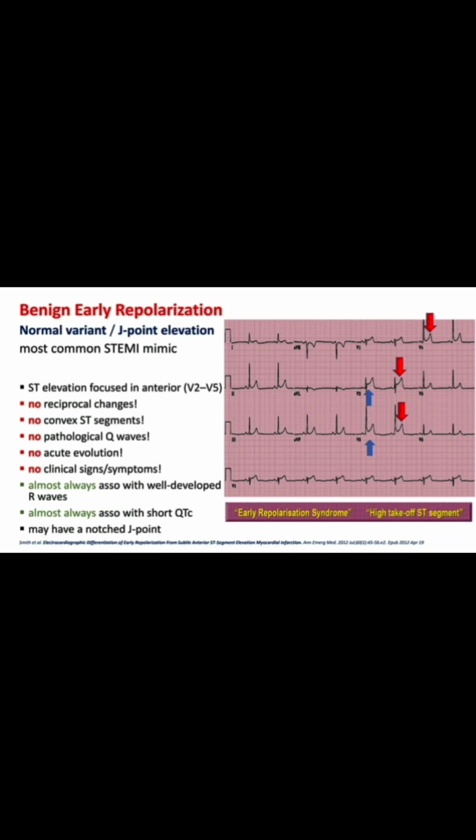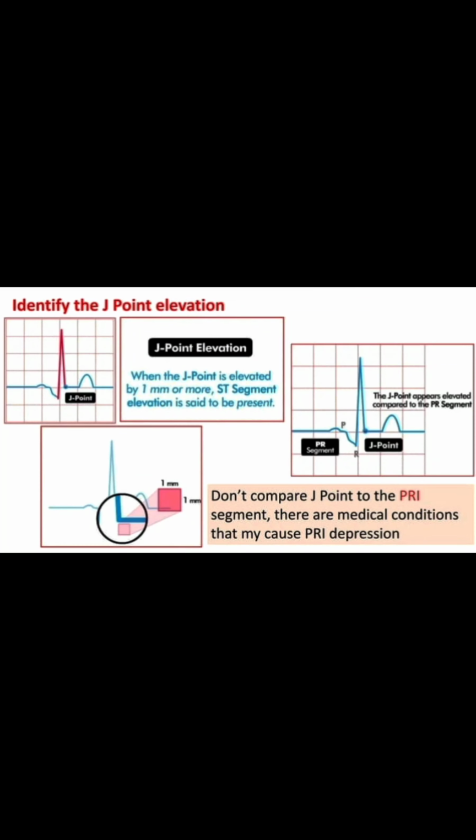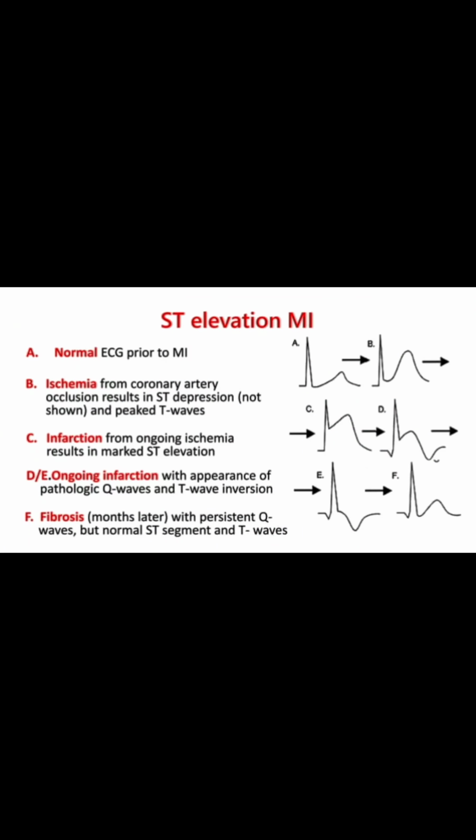Benign early repolarization: ST elevation in V2 to V5 with no reciprocal changes, no convex ST segment, no pathological Q wave, no acute evolution, no clinical signs and symptoms, almost associated with short QT interval, maybe a notched J point. J point elevation of 1 mm or more is ST segment elevation, but don't compare the J point to the PR segment. There are medical conditions which may cause PR interval depression.